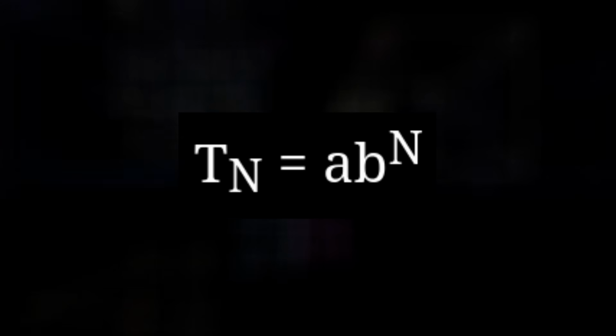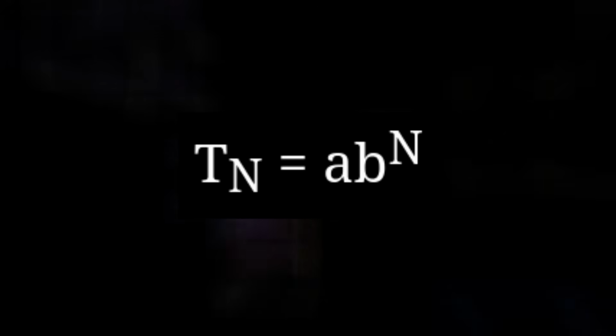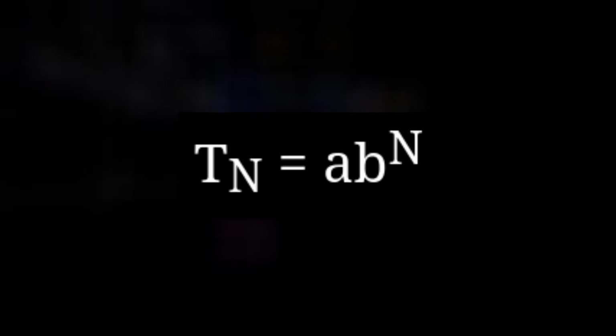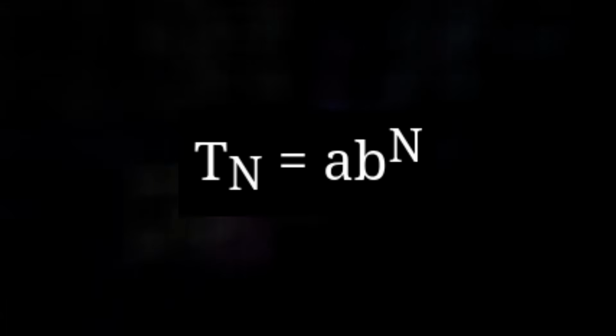Written mathematically, we get t sub n equals a times b to the n, where a is the initial value divided by the common ratio and b is the common ratio. In the alternative form mentioned earlier, it looks like this.